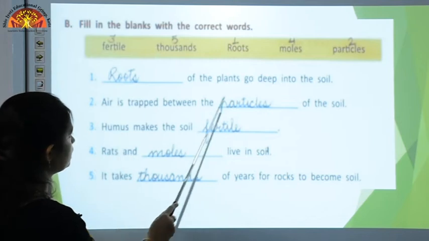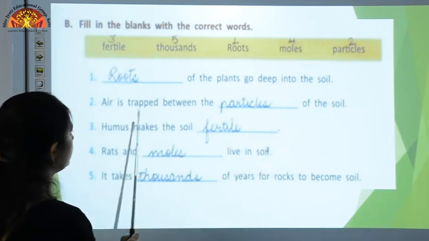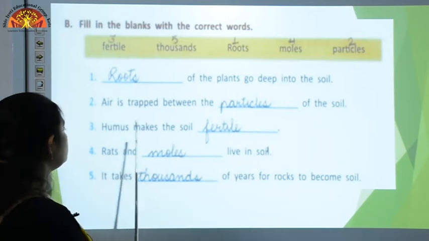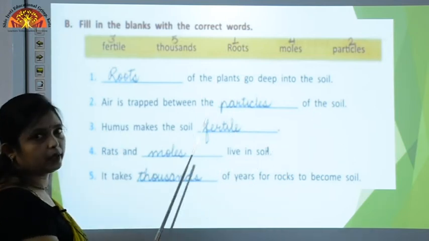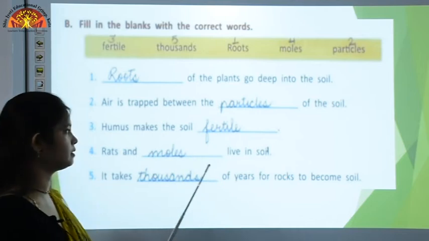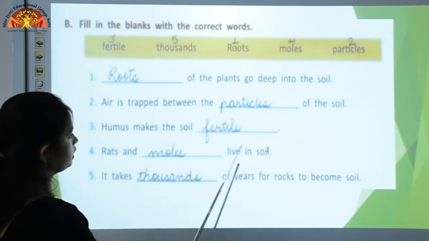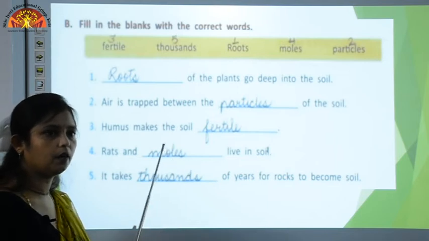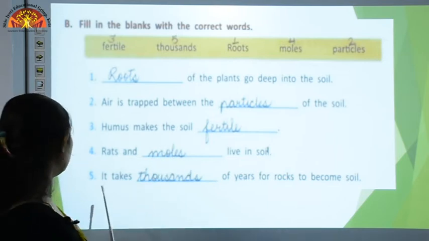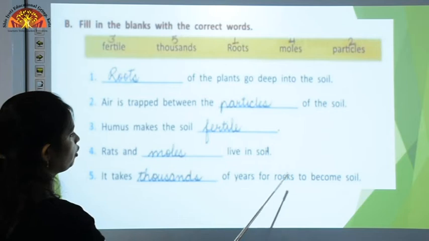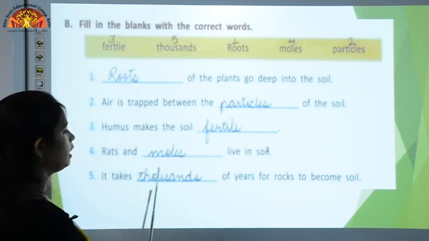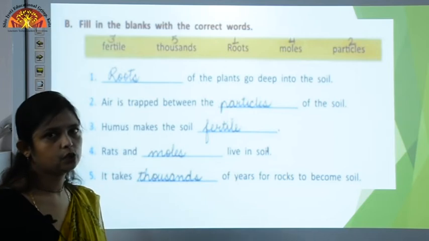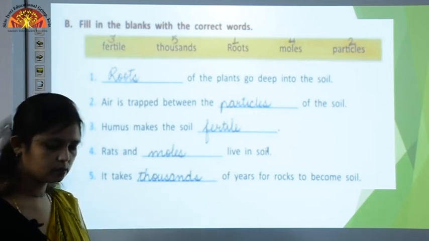Air is trapped between the dash of the soil. So air is trapped between the particles of the soil. Then humus makes the soil fertile, because humus is rich in nutrients. Then rats and dash live in soil. So rats and moles are also animals which make burrows in the soil. Then it takes dash of years for rocks to become soil. So here thousands will come, because it takes thousands of years for rocks to become soil. It is a gradual and continuous process.